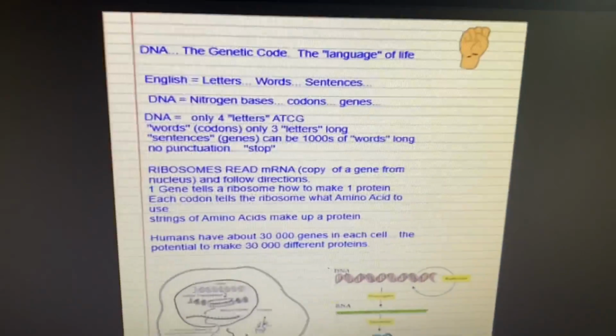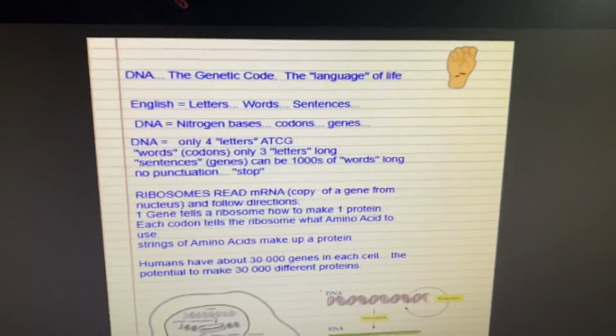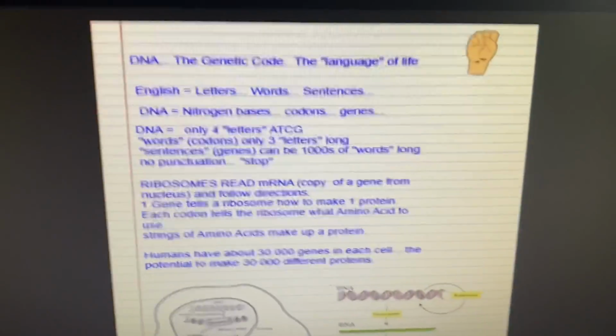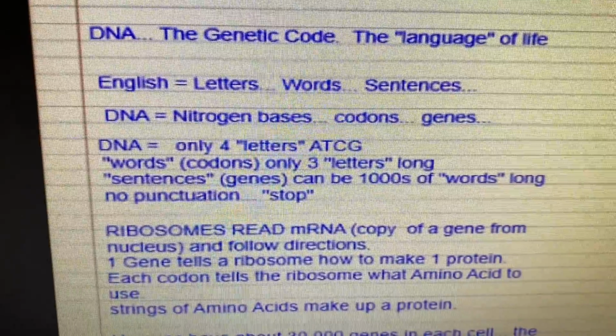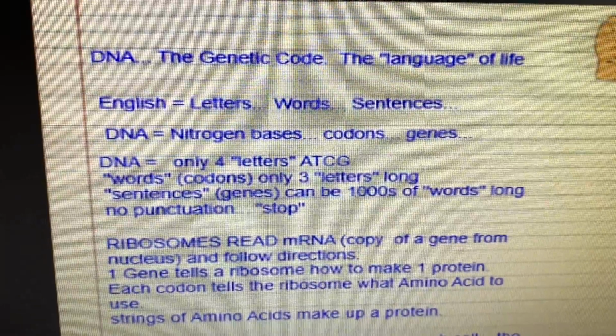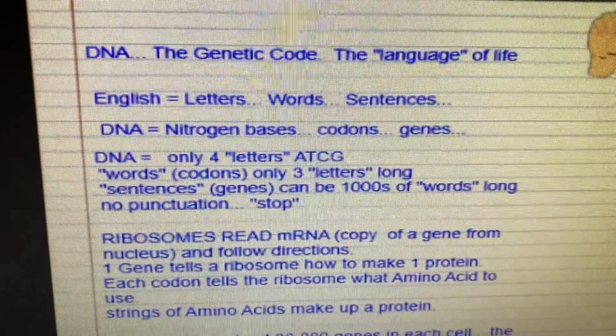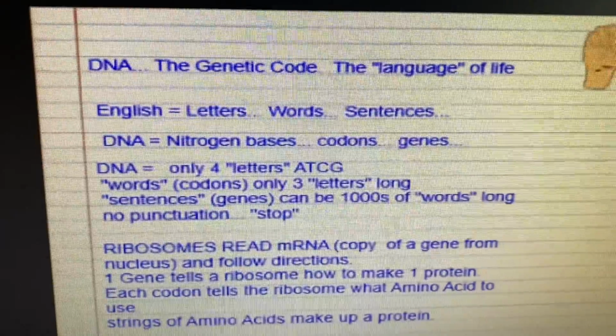All right, so here are the rules of the language kind of written down, all right? DNA is the language of life. All living things, quote unquote, speak. Really, they don't speak DNA, you just read it. It's a written language. In English, you have letters, words, and sentences. In DNA, the equivalents are nitrogen nucleotide bases, codons, and genes. Letters, words, sentences, bases, codons, and genes.